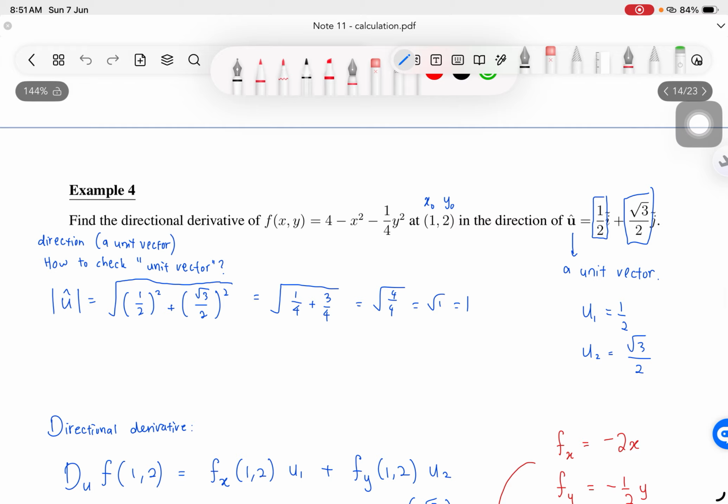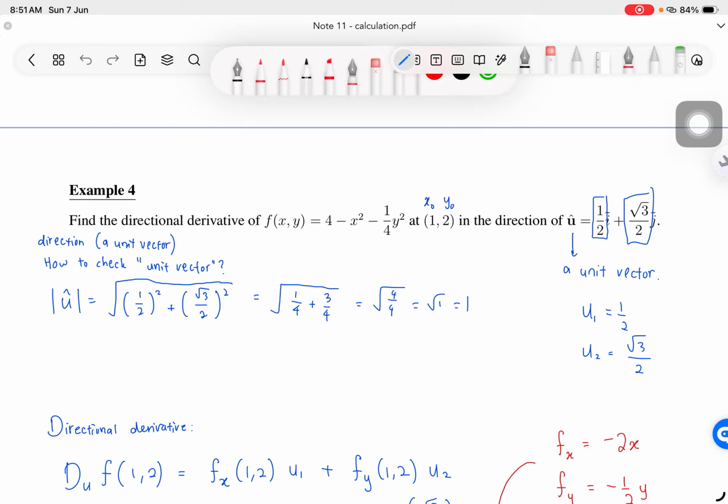Okay, so the question asks you to find the directional derivative of function f at the given point 1, 2. So meaning that the point 1, 2 here is your point x naught, y naught. And they give you the unit vector here. Okay, so this is your u1 and this is your u2.